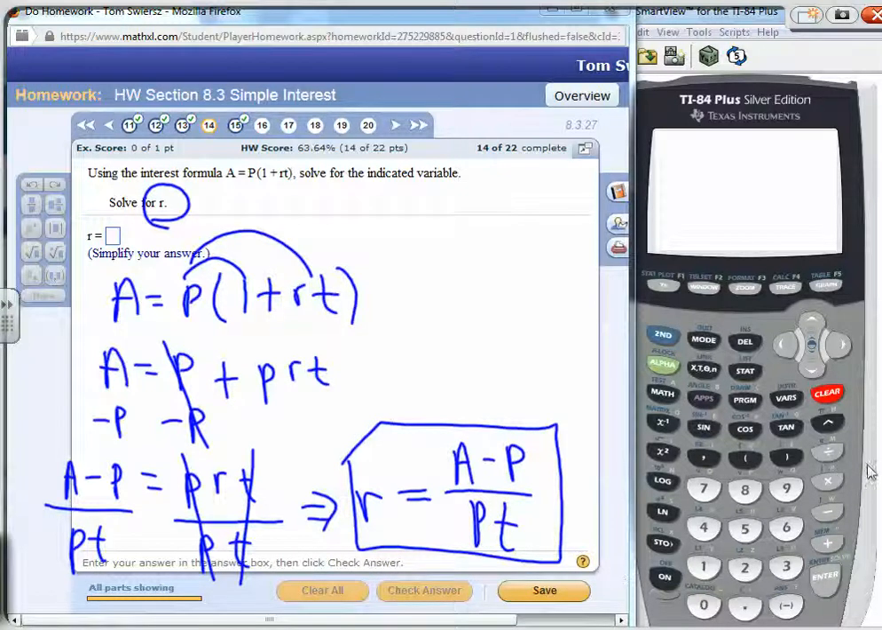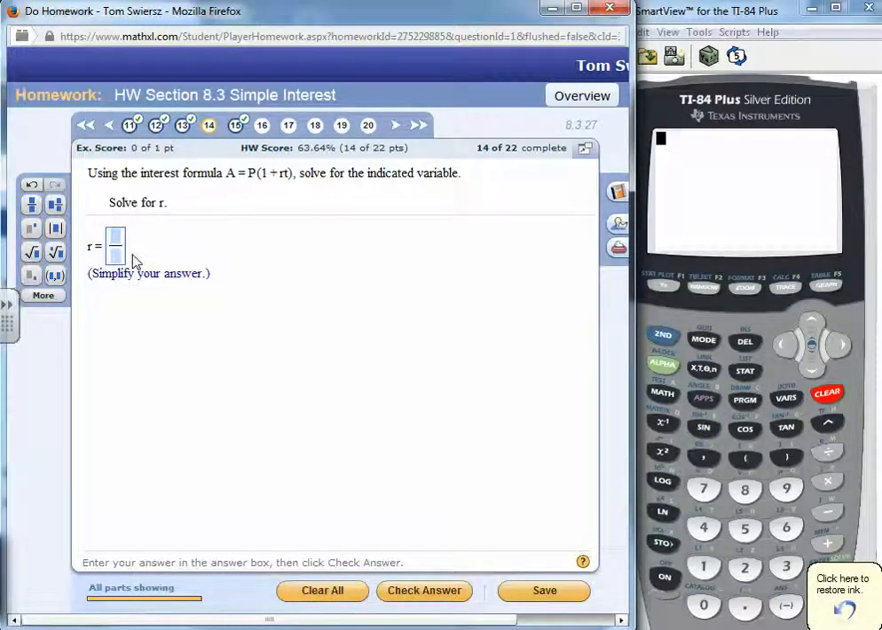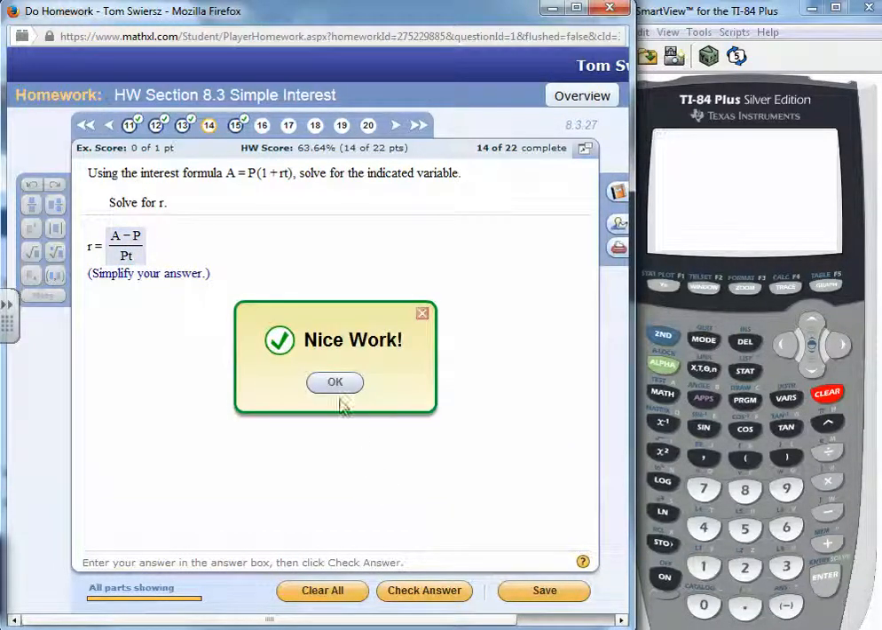So if we put that in as a fraction, the numerator is A subtract P, and the denominator is P times T, or you can just put PT, and it will mark it correct.